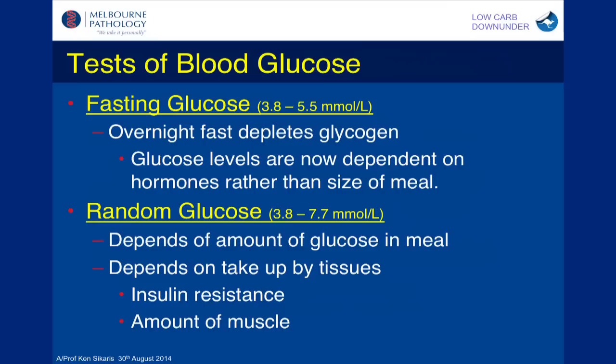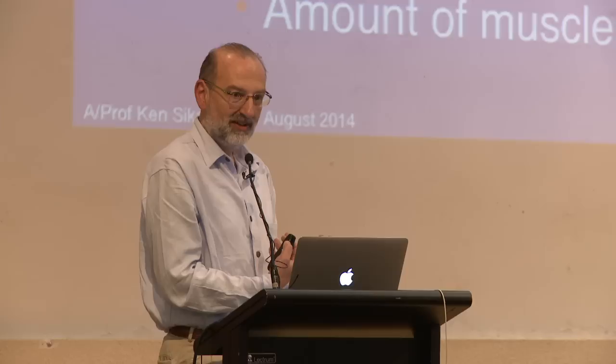The random glucose, the one you take any time during the day, it's dependent on three things: what you've eaten during that day, how your insulin works, and how much of a storage place you've got for sugar, so how much muscle you have. Little people cannot put away 75 grams of glucose, and they often turn out to have a diabetic glucose tolerance test, not because their insulin doesn't work, but because they don't have enough muscle to hide away all that glucose.